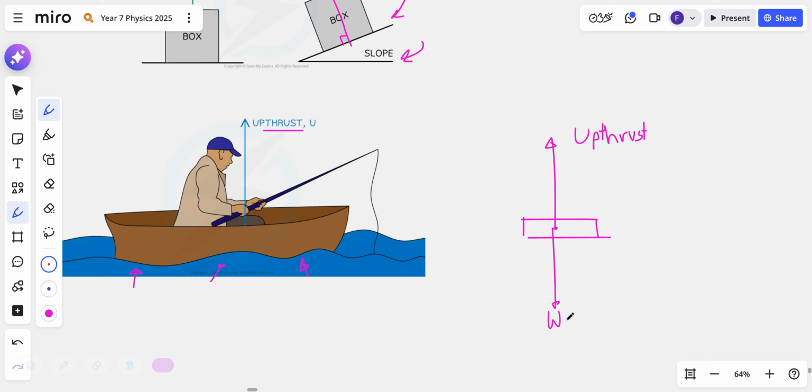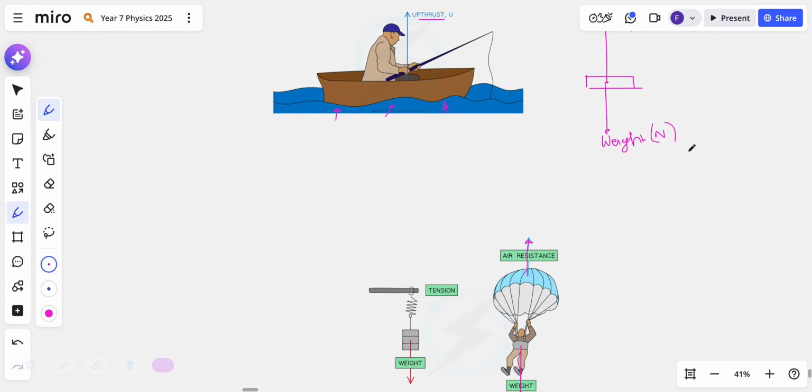That's the weight. The units for weight are N because it's a force. Up thrust is in the opposite direction. It's an arrow. It's a force. The units are newtons. Okie dokie.